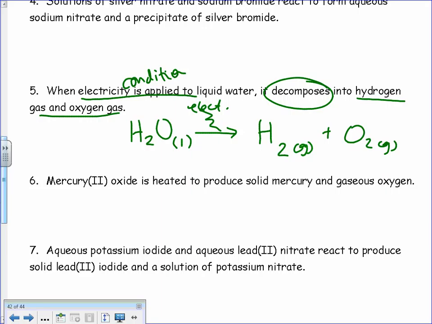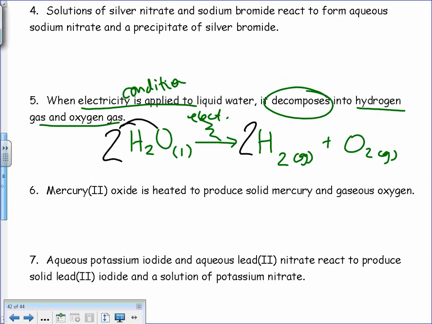Balances, how many hydrogens? 2, 2 are good. Oxygens? 1 and 2. So what do I need to do? So I have to put a 2 in front of water, right? And that 2 applies to everything past it. So that means I got 2 O's. Great, but now what do I have? You can see I have 4 H's here, so I have to put a 2 in front of this H2. And then I'm good. Okay? Thank you guys.